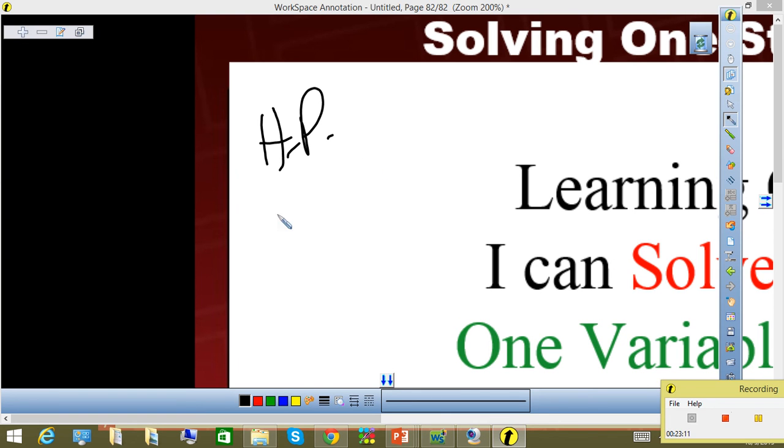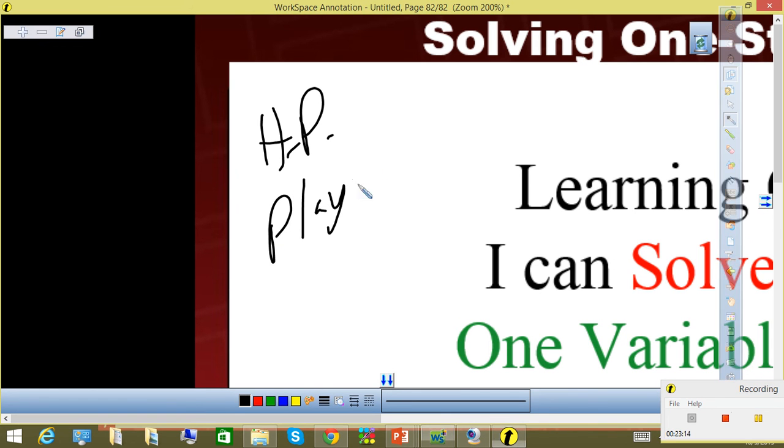Our home play for tonight is a play sheet. Play sheet 2.3. It's up here. So as you're putting away your iPad and you put it to charge, grab a play sheet.